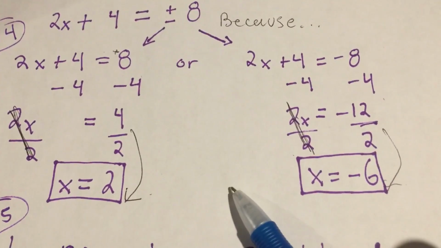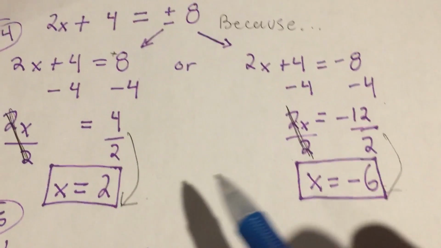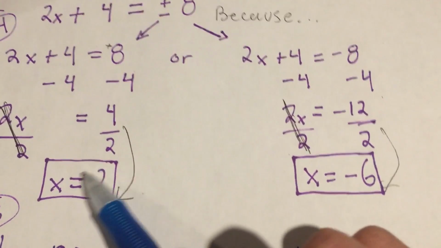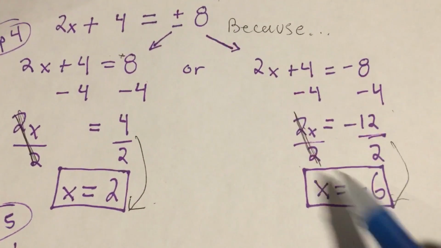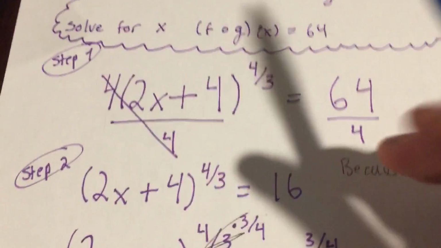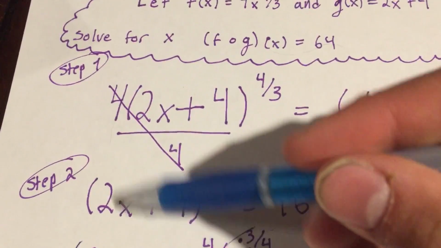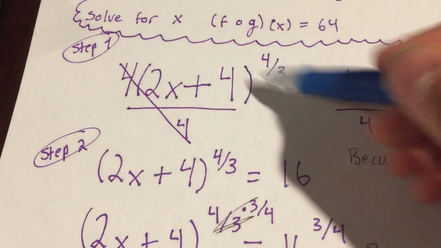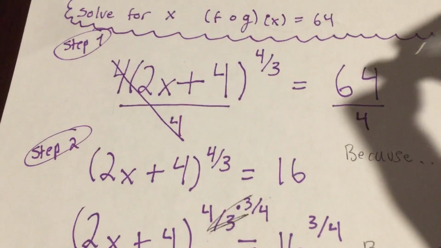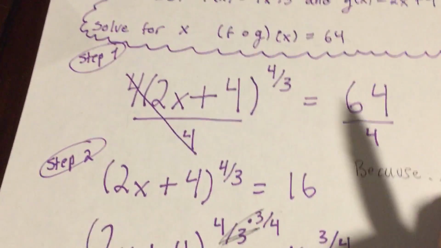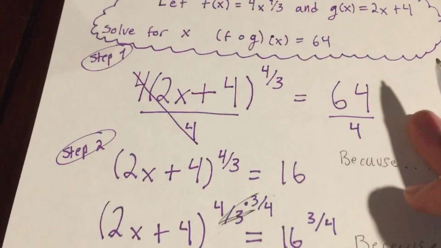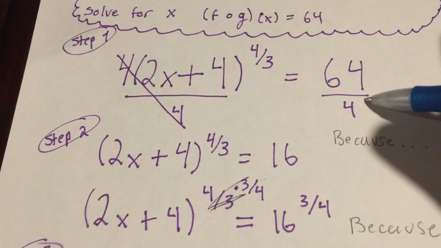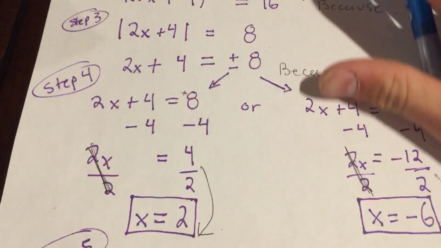However, we have to check if one of them is extraneous. The way we do that is we plug in both potential solutions, 2 first and then negative 6, or vice versa, into our original equation. So you would plug in 2 for x here, and if we're left with a true statement, 64 equals 64, then it is a real solution. And these work out to be both: if you plug in 2 or if you plug in negative 6, they both give you 64.